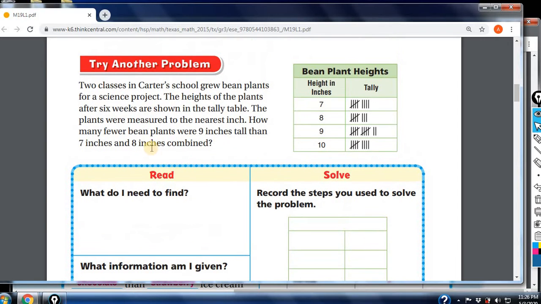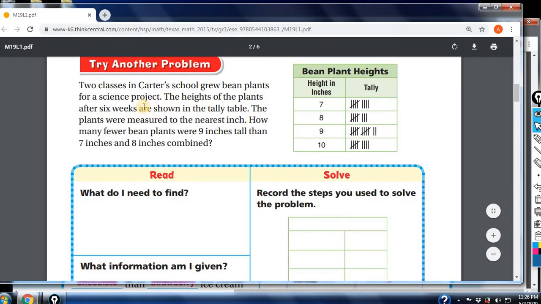So let's look at the question first. 2 classes in Carter School grew bean plants for a science project. The heights of the bean plants after 6 weeks are shown in the tally table. Here's your tally table. The plants were measured to the nearest inch. Okay, here are the inches. How many fewer bean plants were 9 inches tall than 7 and 8 inches combined?